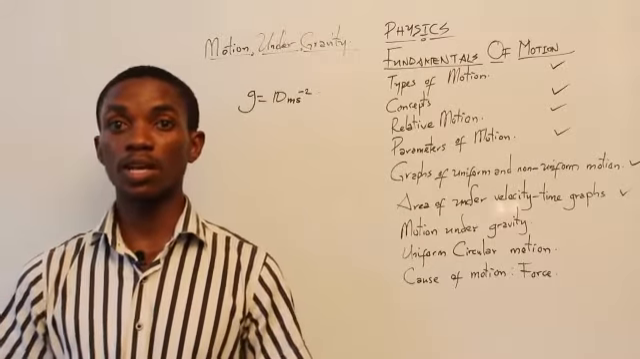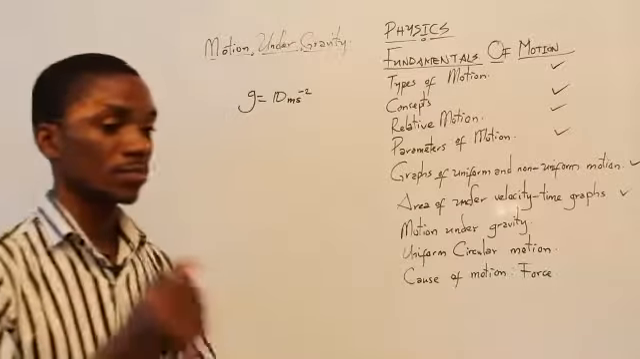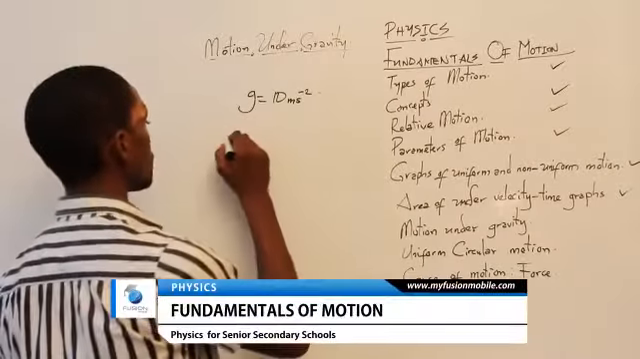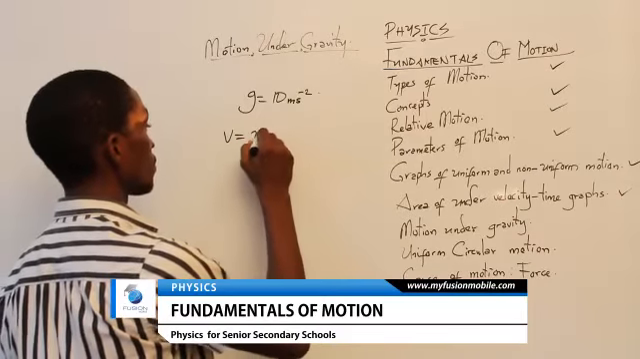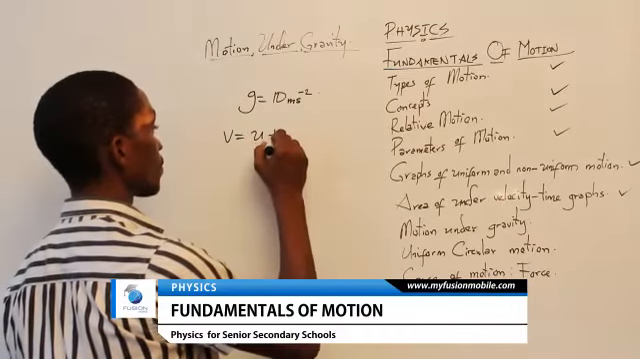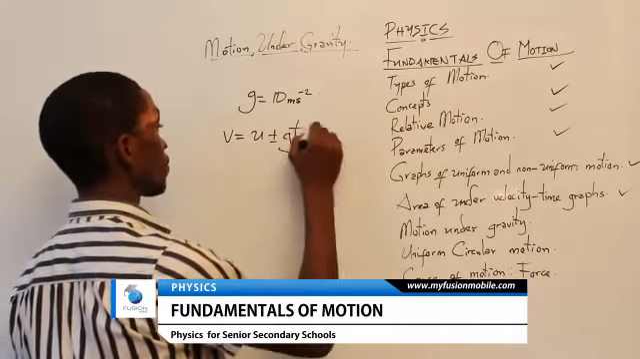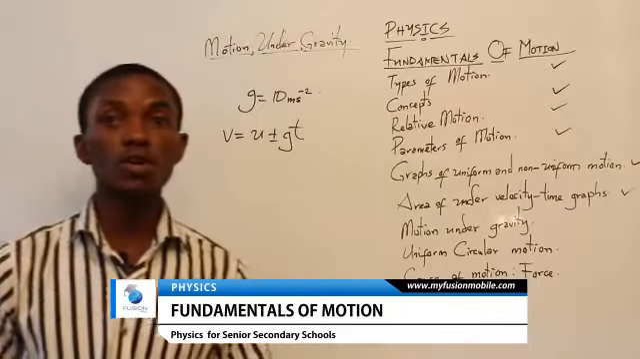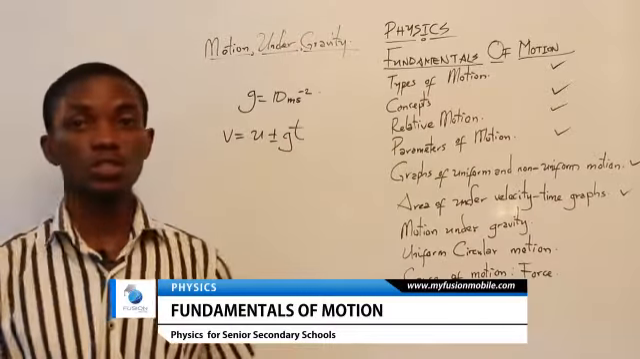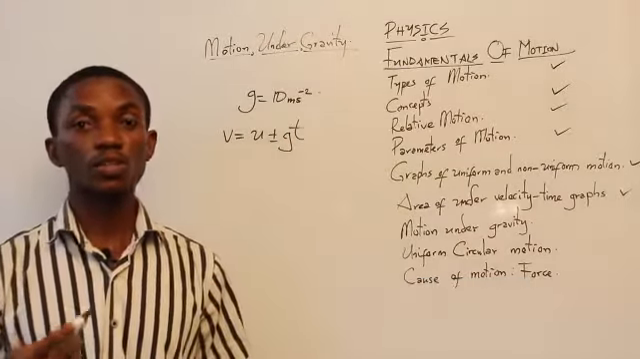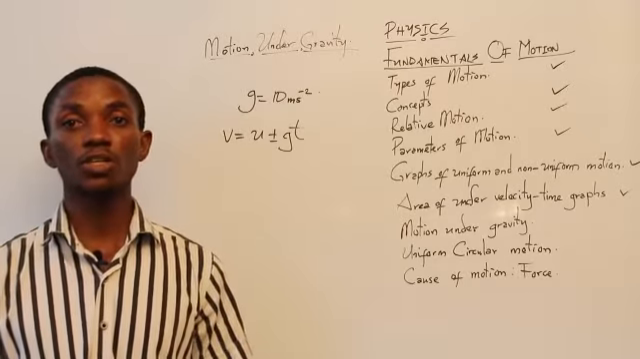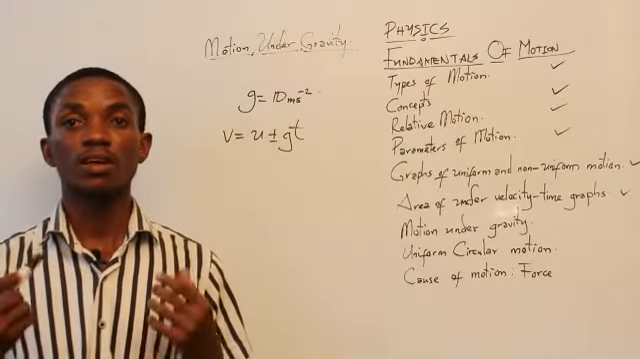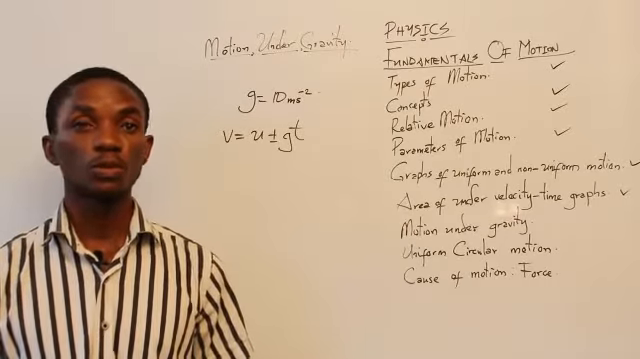And there are about 3 formulas we have for that. And these are: V equals U plus GT. We use G because our acceleration here is gravitational pull.